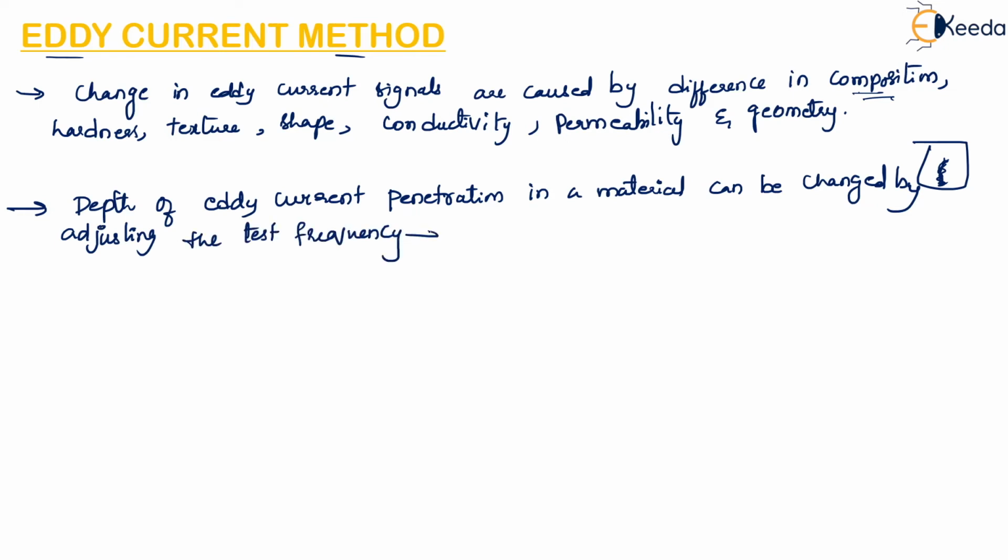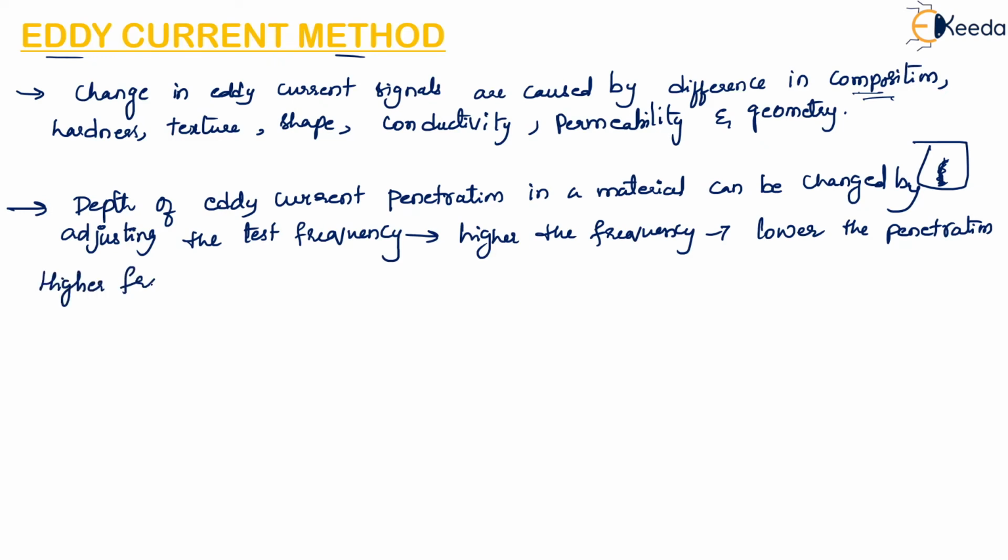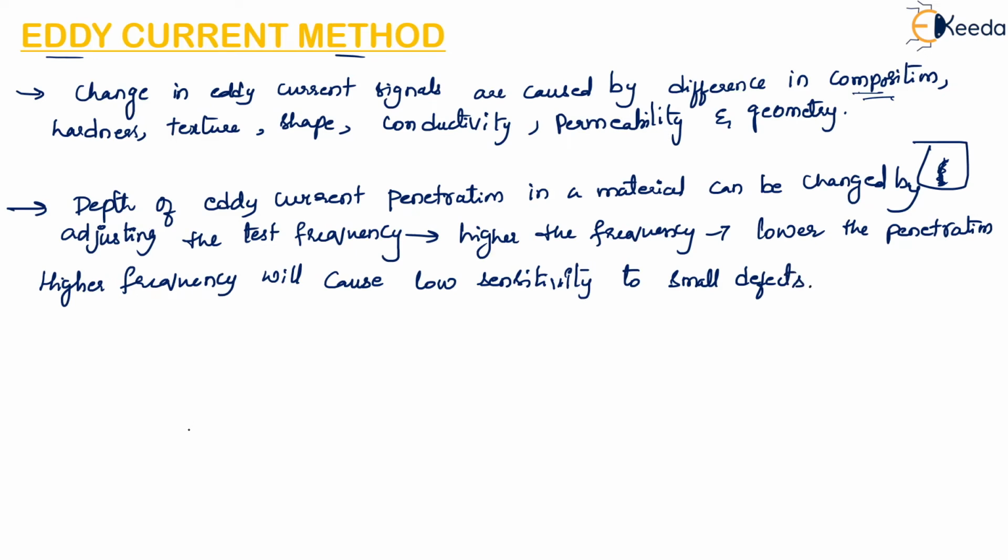So if you increase the frequency, the penetration will be less. Higher the frequency, lower the penetration. But if you increase the frequency, the sensitivity to detect small defects will become less. So higher frequency will cause low sensitivity to small defects. If you increase the frequency, then small defects cannot be detected.